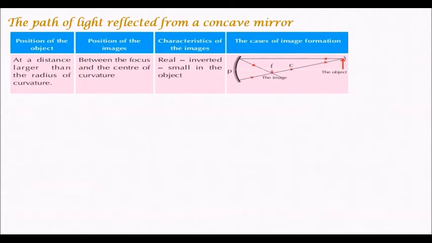معنى انه الobject at a distance larger than the radius ان هو at a distance more than double focal length، لانه double focal length equal radius، او بمعنى تاني الobject after center of curvature. As we see here, the object after the center of curvature.